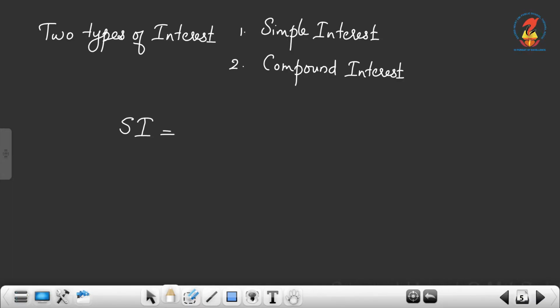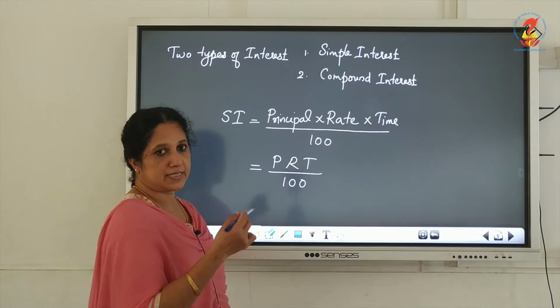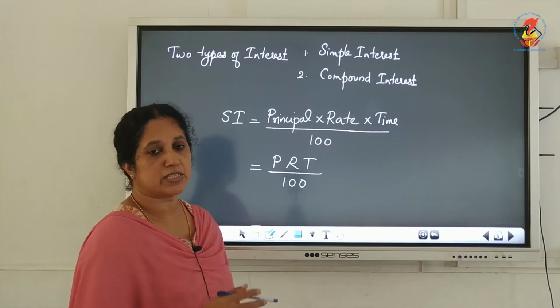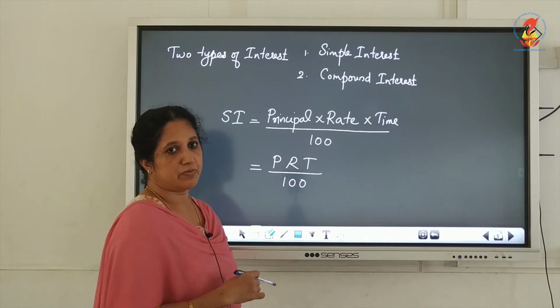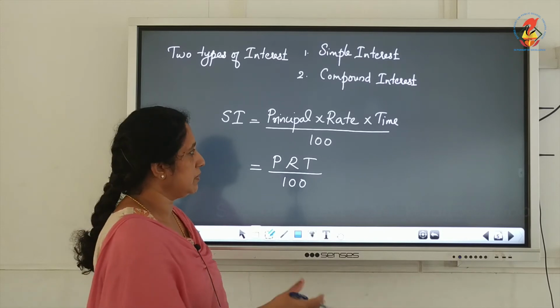The simple interest is equal to principal into rate into time divided by 100. So we can write down the formula as PRT divided by 100. But in compound interest, when we do the calculation, we have to calculate the interest on the previous year's amount. So that is the difference. So we will look into the problems.